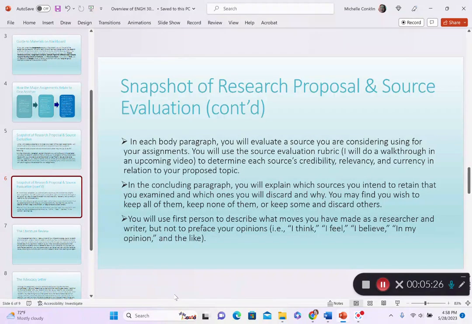In the concluding paragraph, you will explain which sources you intend to retain that you examine and which ones you will discard and why.